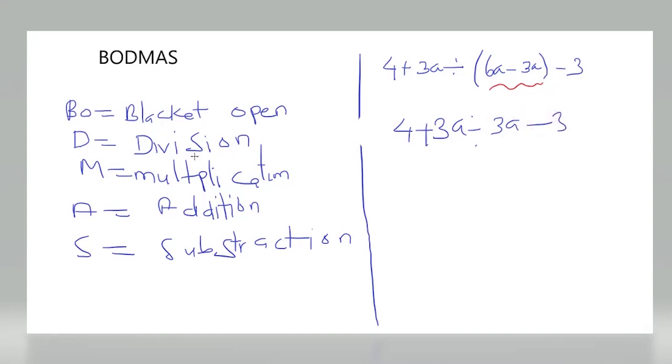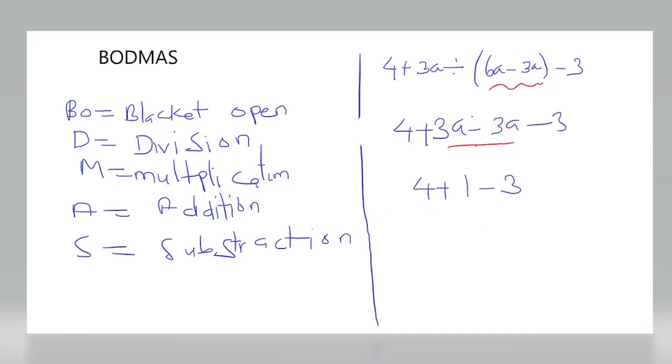Then the second operation is division. Of course, we have a division here, 3a divided by 3a. Therefore, this will be equal to 4 plus 3a divided by 3a, which is 1, then minus 3. Now the third operation is multiplication, but we don't have multiplication here, so we skip and move to the next step, addition.